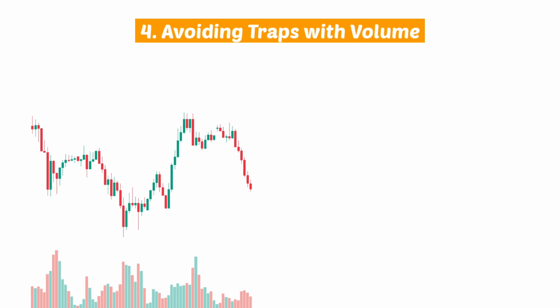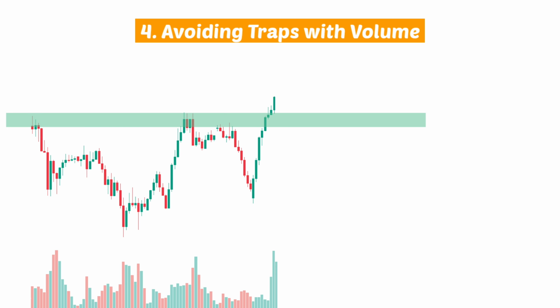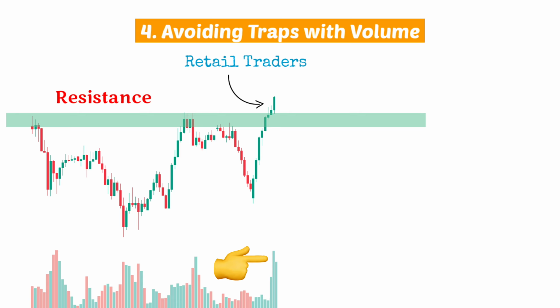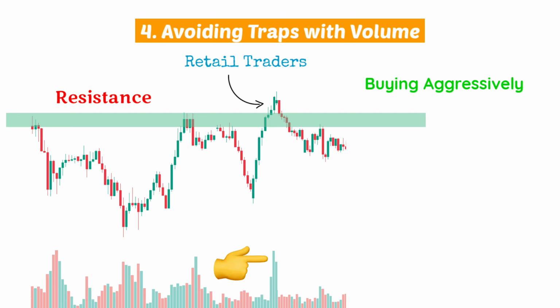The fourth example is avoiding traps with volume. Imagine price rallies aggressively towards an important resistance level, creating strong imbalances along the way. Once price reaches the resistance, another large bullish candle breaks above the level with extremely high volume. Seeing this, many retail traders experience FOMO. They believe that such a powerful breakout with huge volume means the market is about to rally much higher, so they start buying aggressively. But instead of continuing higher, the market suddenly crashes.